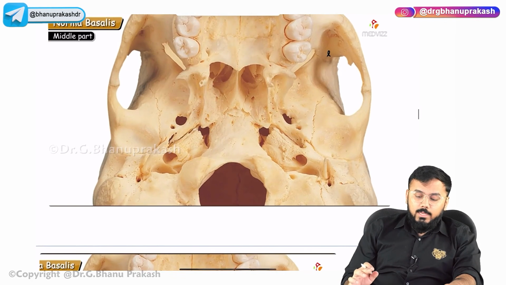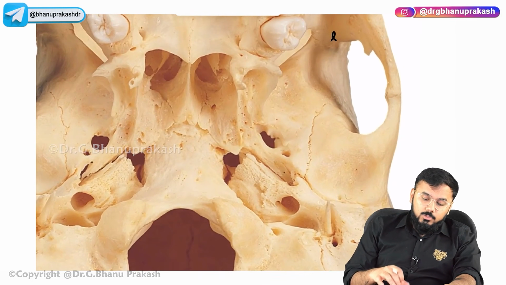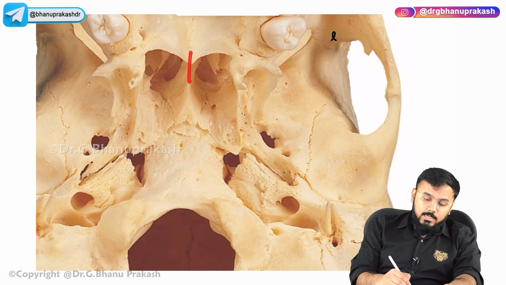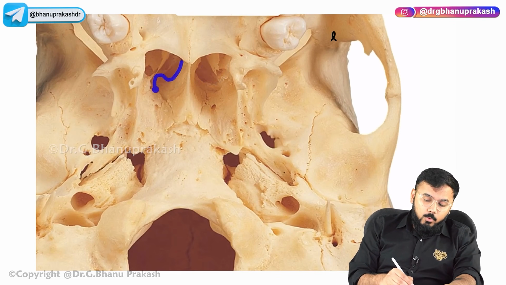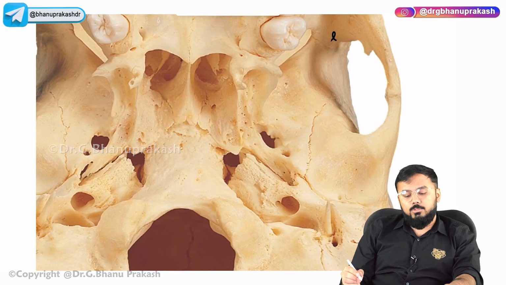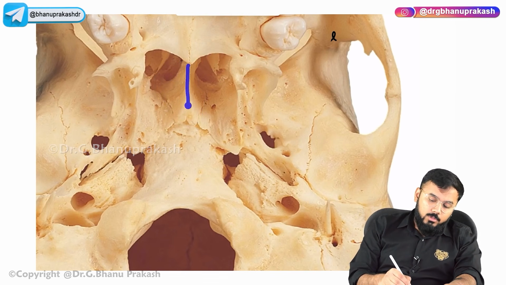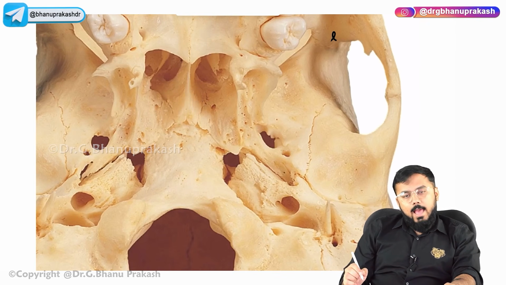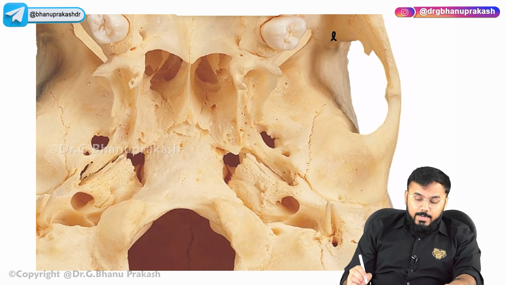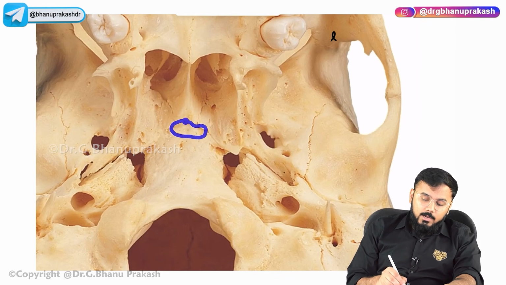Now this is how the real picture looks near the base of the brain. So what are the structures? Once again, let us highlight over here. These two are called the posterior nasal apertures, and you see a bone separating both of them. This bone is called the vomer. The vomer is divided into two alae, this is one ala and this is the other. Clear?